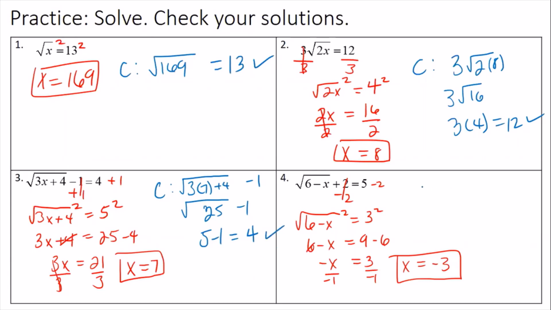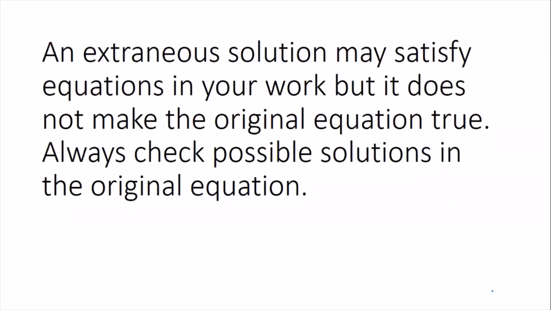Yes, it does. And then the last one, we got negative 3. So I'm going to plug it into the square root. 6 minus negative 3 plus 2. A negative times a negative is a positive. So I get the square root of 9 plus 2. Square root of 9 is 3. Does 3 plus 2 equal 5? Yes.